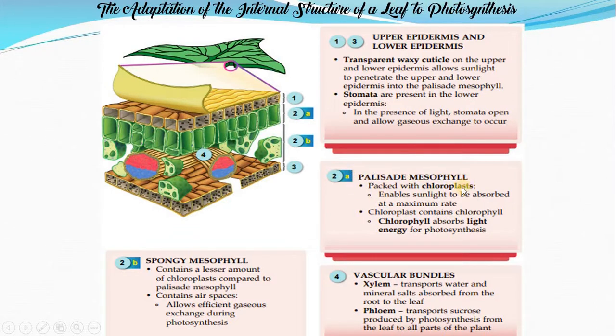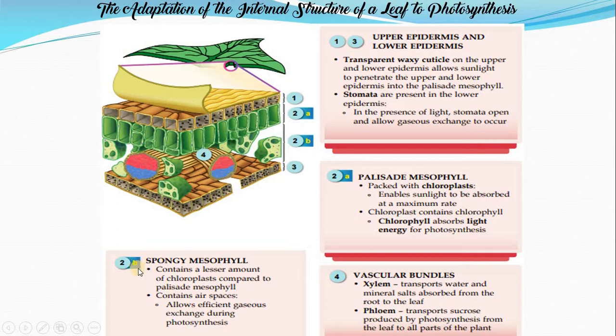Number 2, adaptation on the palisade mesophyll. The palisade mesophyll is packed with chloroplasts, and so it enables sunlight to be absorbed at a maximum rate. Chloroplasts contain chlorophyll, and this chlorophyll absorbs light energy for photosynthesis. So the palisade mesophyll is packed with chloroplasts, and the chloroplast consists of chlorophyll.